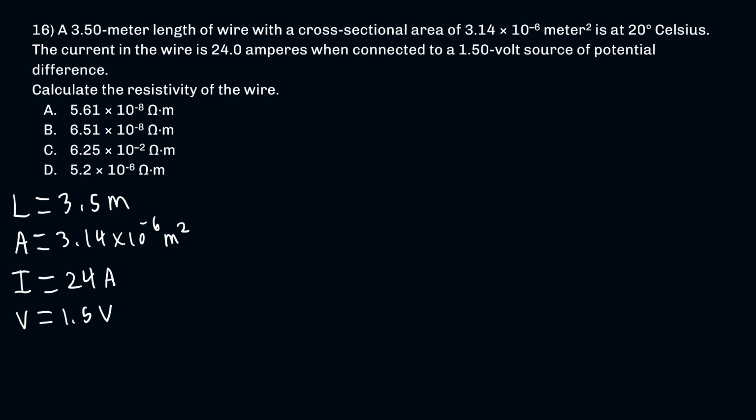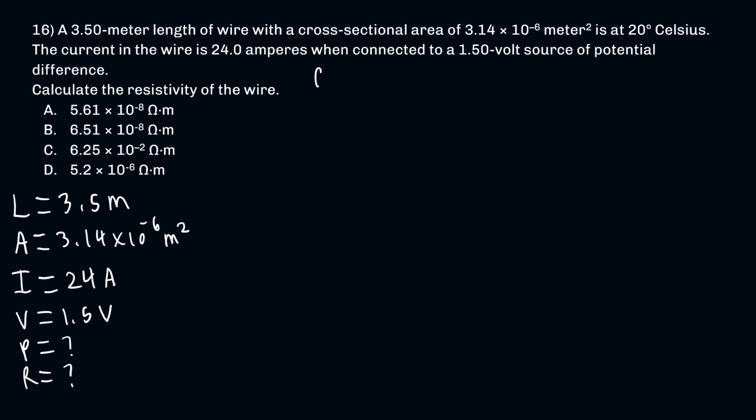I'm trying to calculate the resistivity of the wire, so I do not have that. I'm looking for that. That is a question mark. But an equation that involves a resistivity, area, and length also involves a very important variable. If you're looking at that equation on the reference table, it is R equals rho times L over A. I also do not have my resistance. So I have to also look for resistance R here.